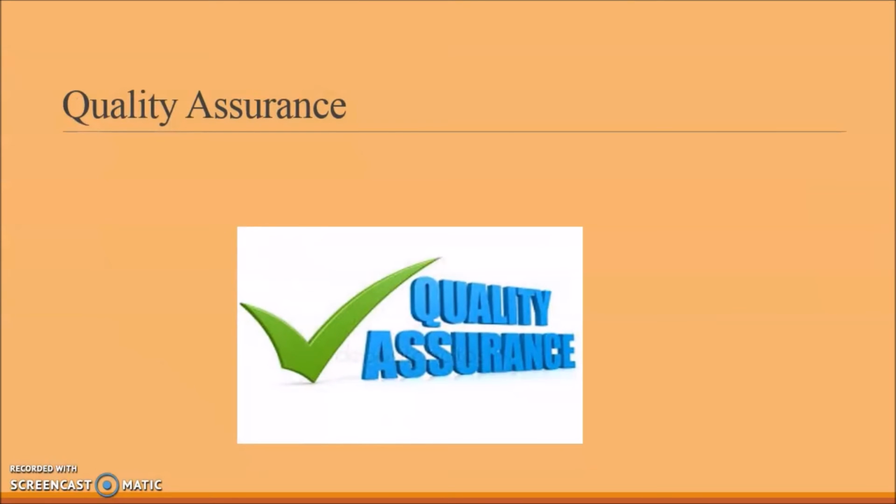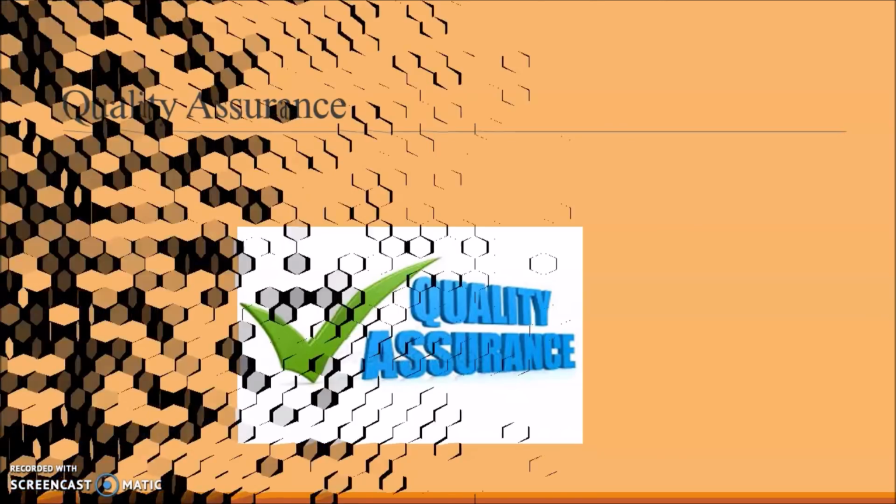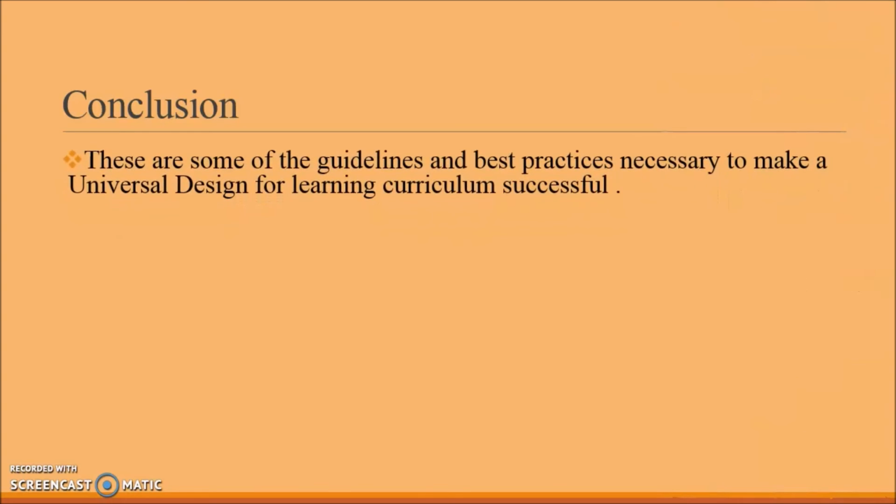Finally, quality assurance is important at both the macro and micro institutional level. Therefore, you need to use evaluative tools to gain feedback from learners and faculty to measure areas of success and areas that may need to be changed or improved. This wraps up the training on some best practices for the implementation of universal design for learning.